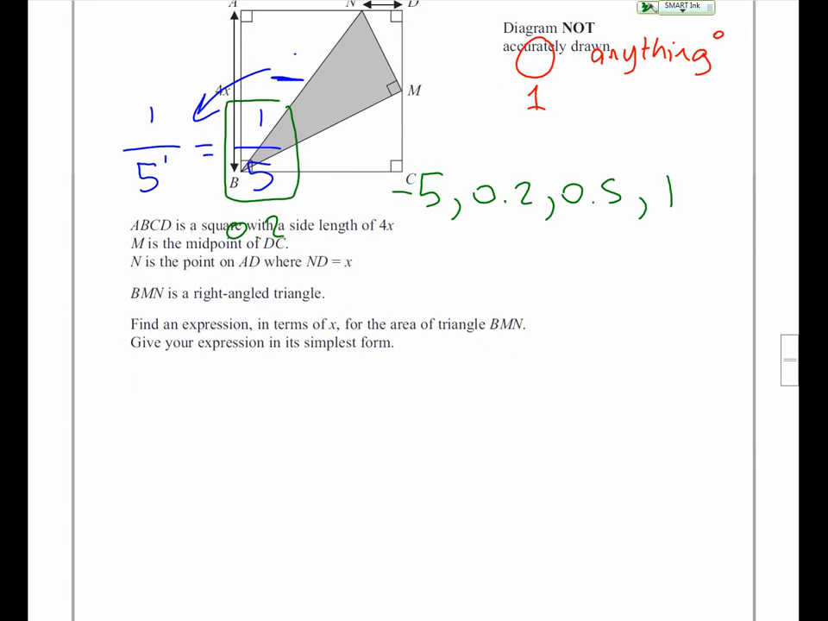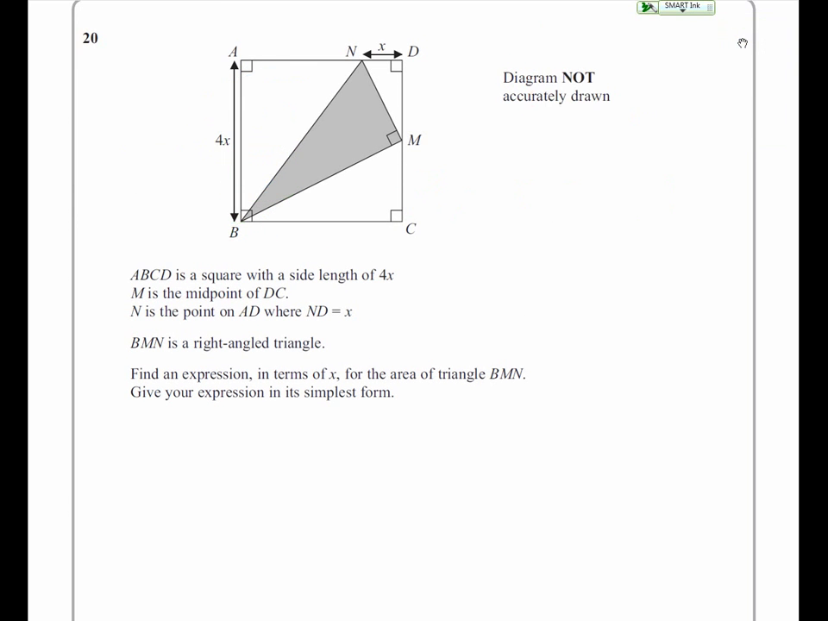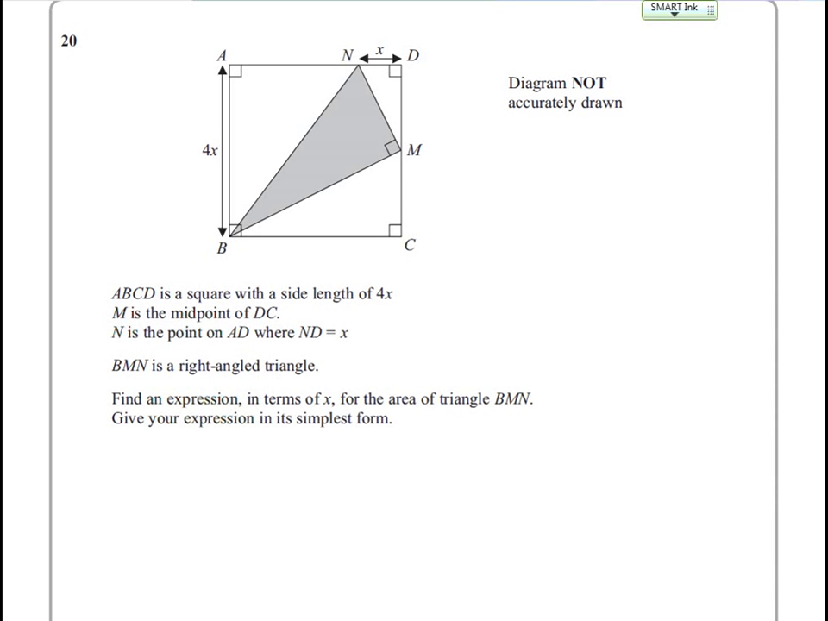Moving on to question 20. Right, looking at question 20 then, we've got a square which has length of 4x. That means that straight away we can label an unknown length here of 4x. And we know because it's a square, all the sides are the same. If it's x across here, this must be 3x to make the total of 4x.